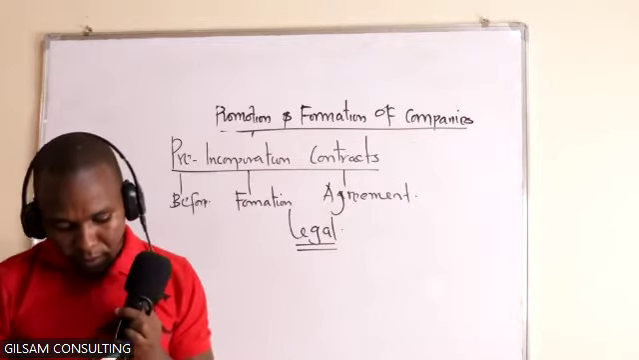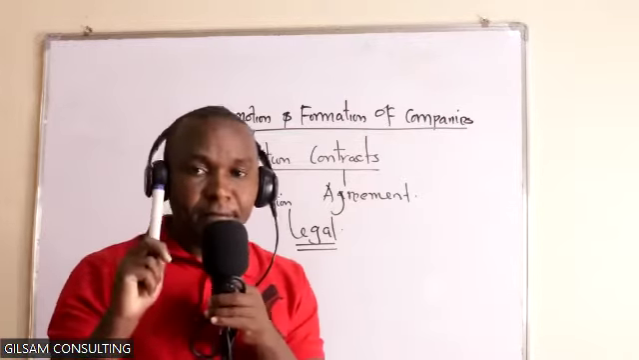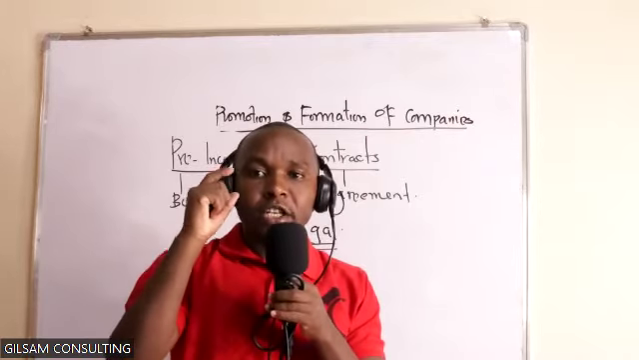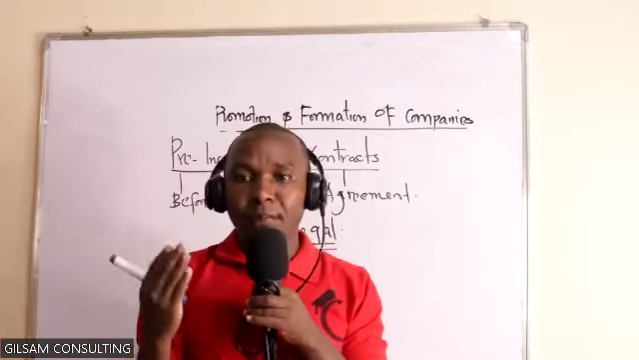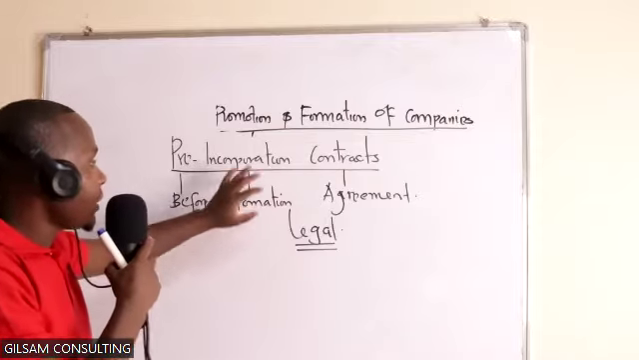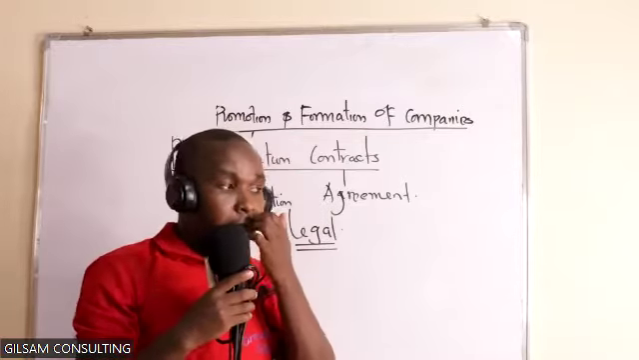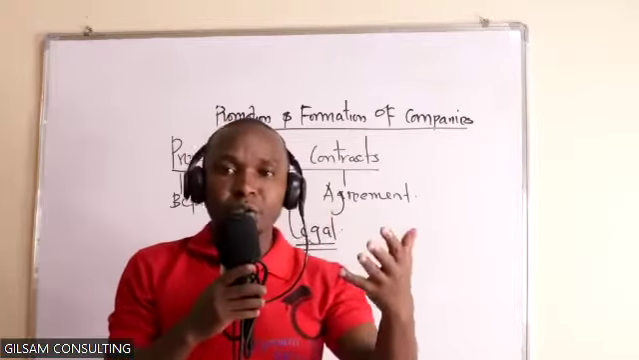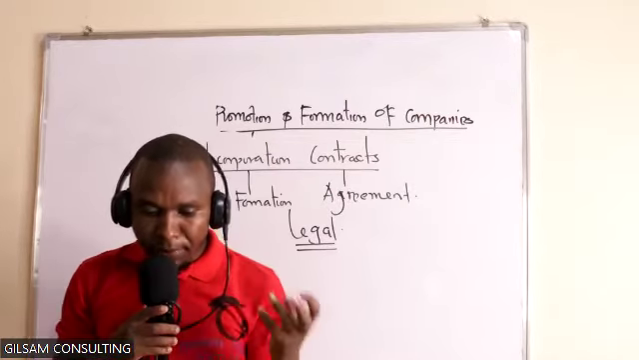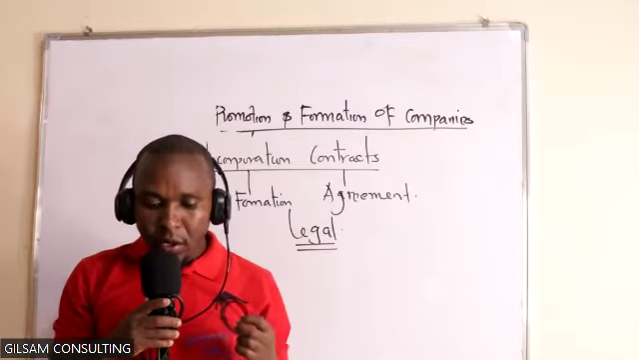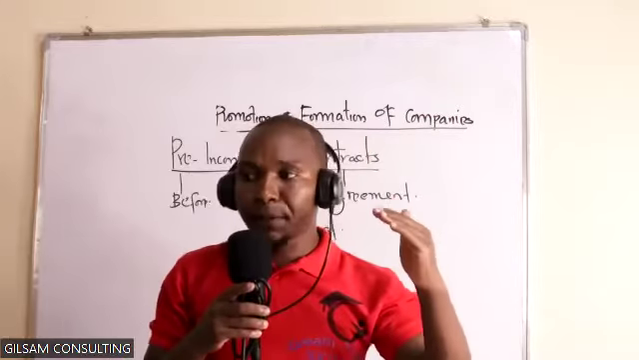Before we look at those rules, you have to understand that the company is not liable on any contract entered into before its formation. Remember a company is a separate legal person. So if you enter a contract with the company before formation, it will not be valid. But we have exemptions, and those are the rules. Number one, all pre-incorporation contracts are void against the company.